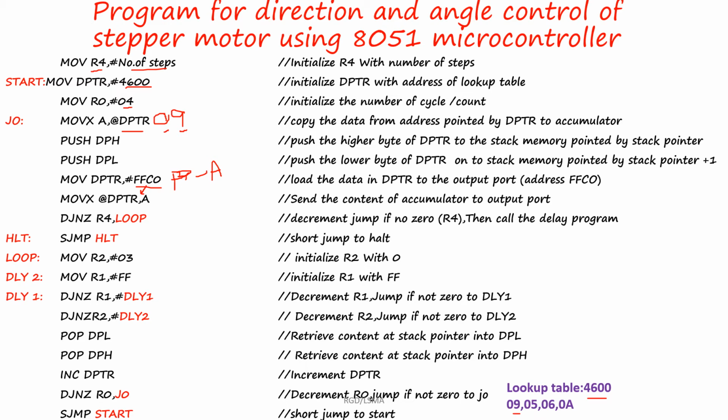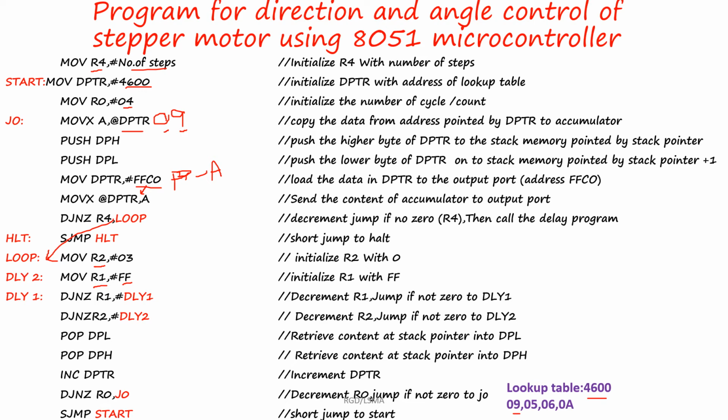So after sending this data, you can decrement and jump if not equal to 0, that is, if R4 is not equal to 0. You can call this delay subroutine. In the delay subroutine, I used 2 loops, with 2 registers: R1 is the inner loop and R2 is the outer loop. In the inner loop, I am defining the highest hex data.